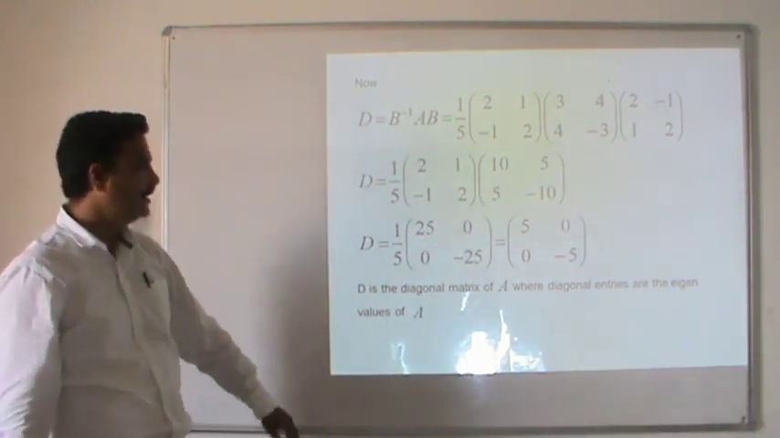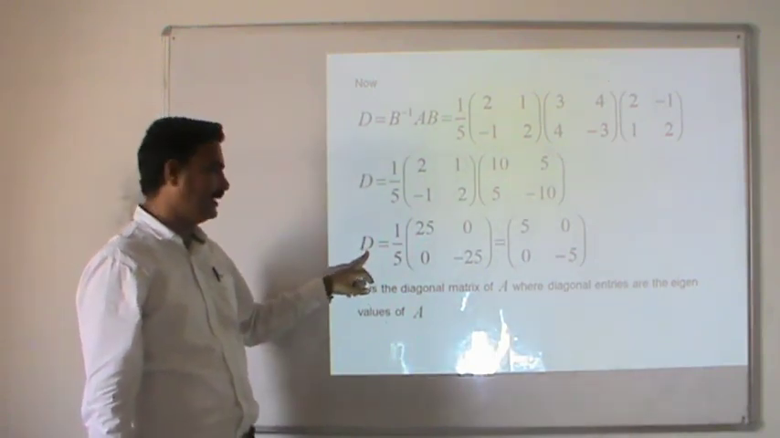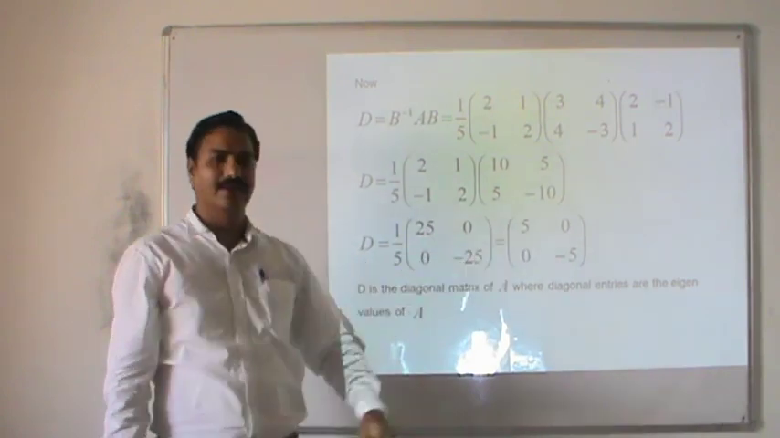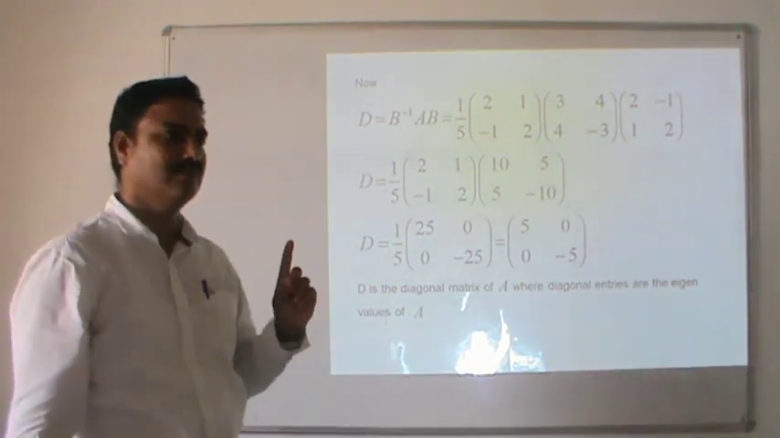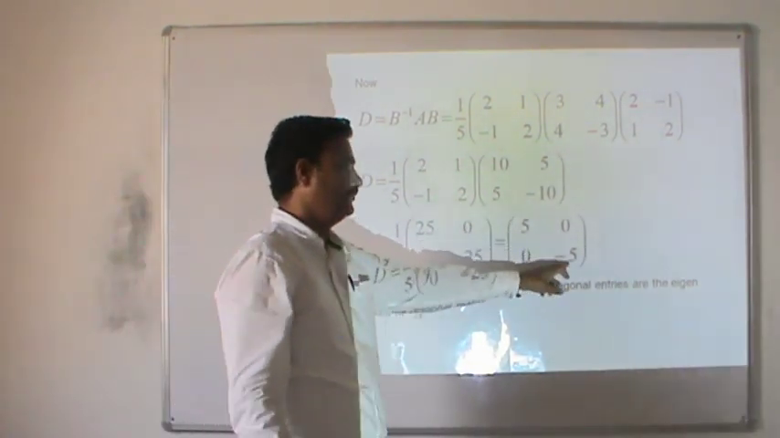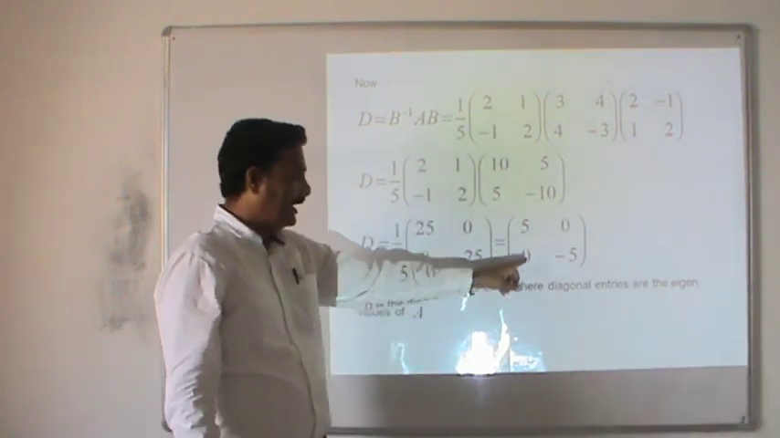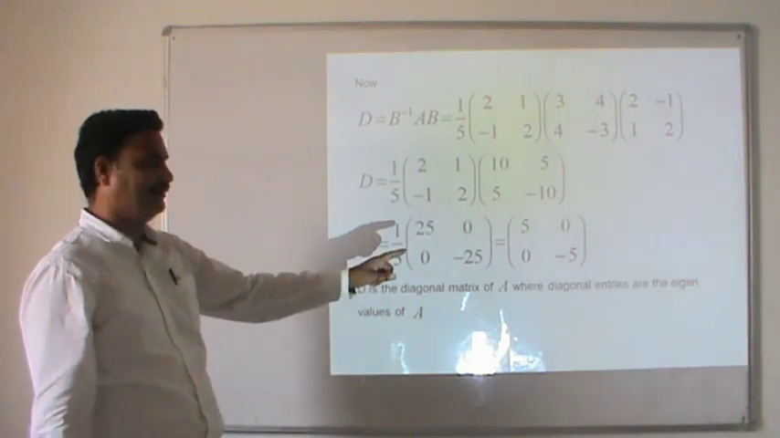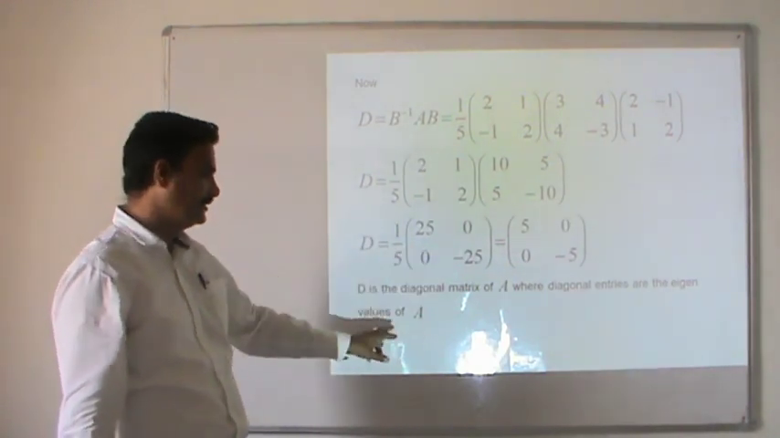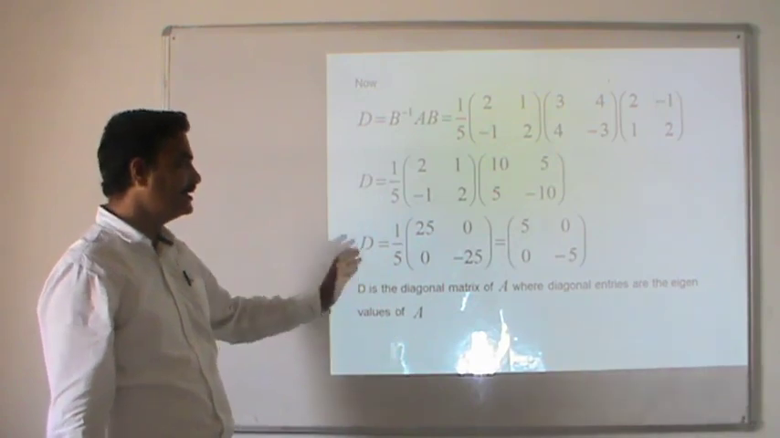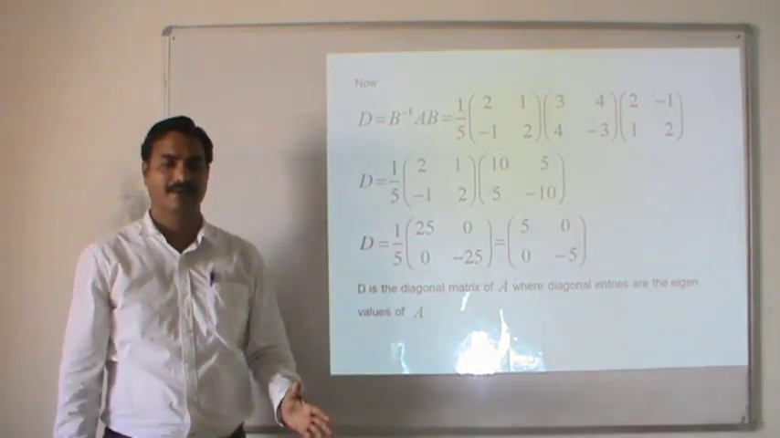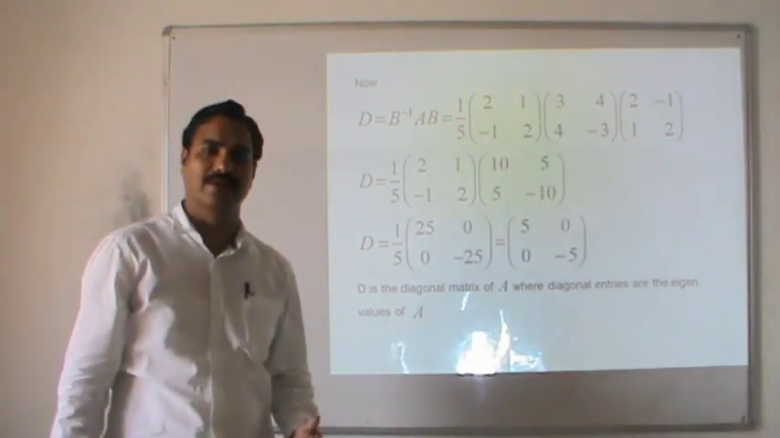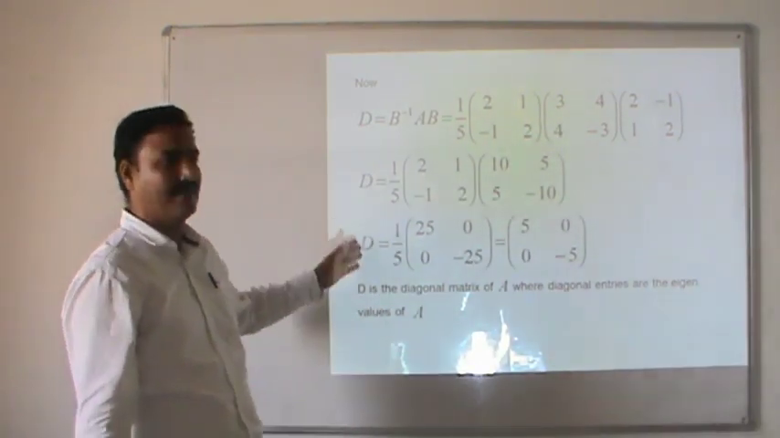So finally, this D matrix is a diagonalized matrix in which the diagonal elements are the eigenvalues, lambda 1 and lambda 2, and the remaining elements are 0. So this capital D represents the diagonal matrix whose elements are the eigenvalues of A. In this manner, we diagonalize any square matrix, whether your matrix is 2 into 2 or 3 into 3, we proceed in this manner.